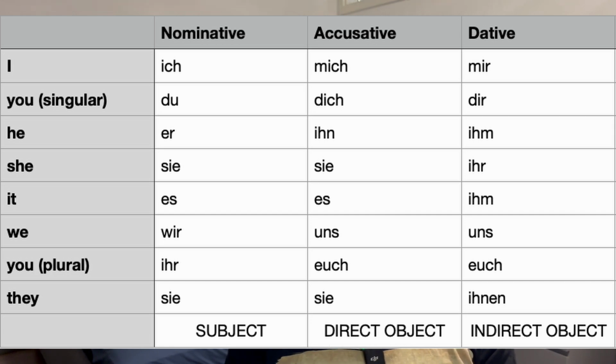For example, ihm and him, pretty similar. And ihr and her is actually also pretty similar. The accusative and dative for we and you, plural, they are the same. So uns, uns, and euch, euch.